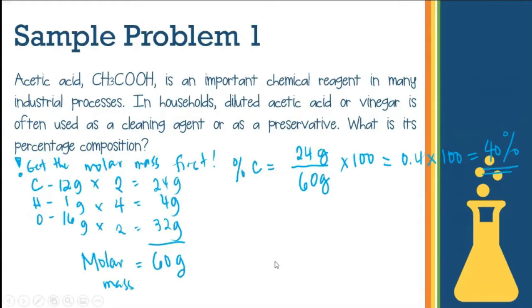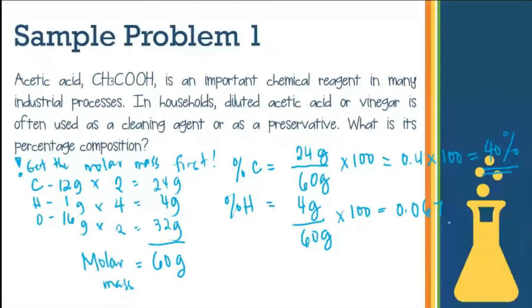Okay. So, ngayon, meron na tayong percentage ng carbon. Now, let us get the percentage of hydrogen. So, that is the mass of the substance, 4 grams over 60 grams times 100. Hindi ko na sinulat yung gram, ha, para mabilis tayo. So, that is 4 divided by 60, 0.067. At least 2 significant figures times 100. So, we get 6.67%.